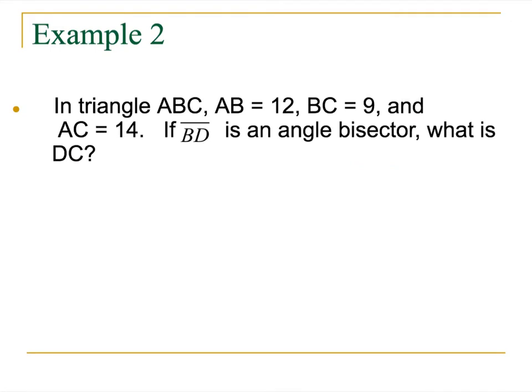So we have triangle ABC. AB is 12, BC is 9, and AC is 14. And BD is an angle bisector. What's DC? Well, let's draw a picture here.